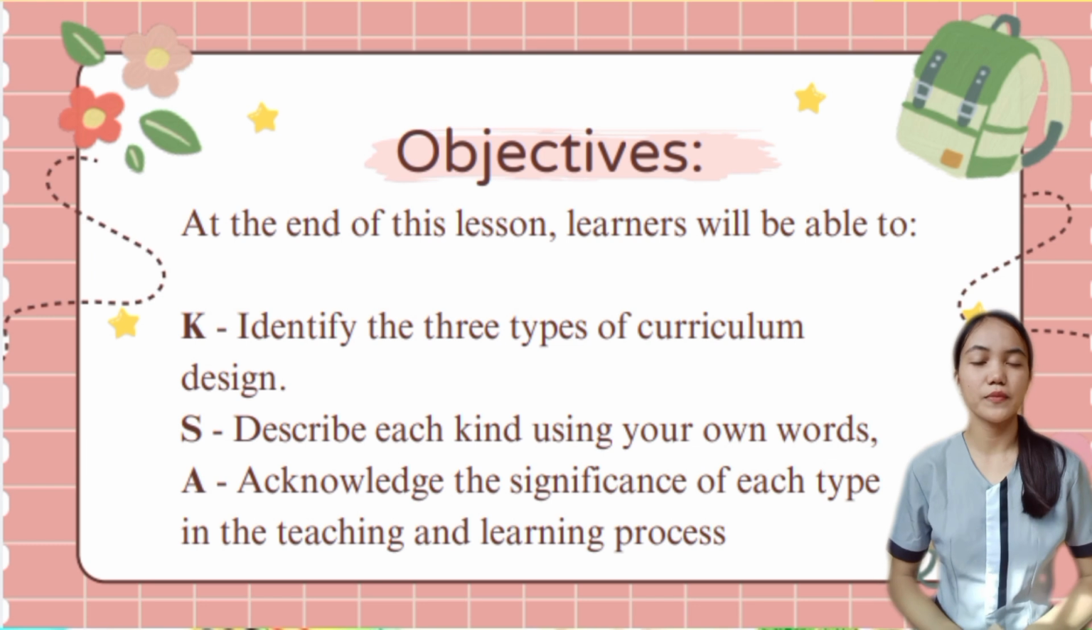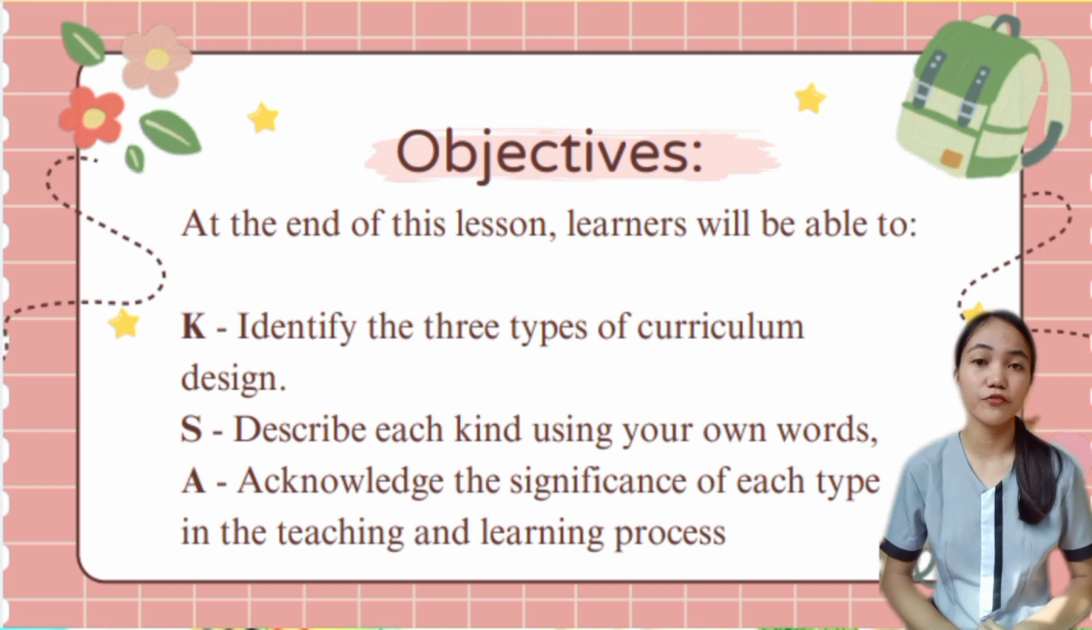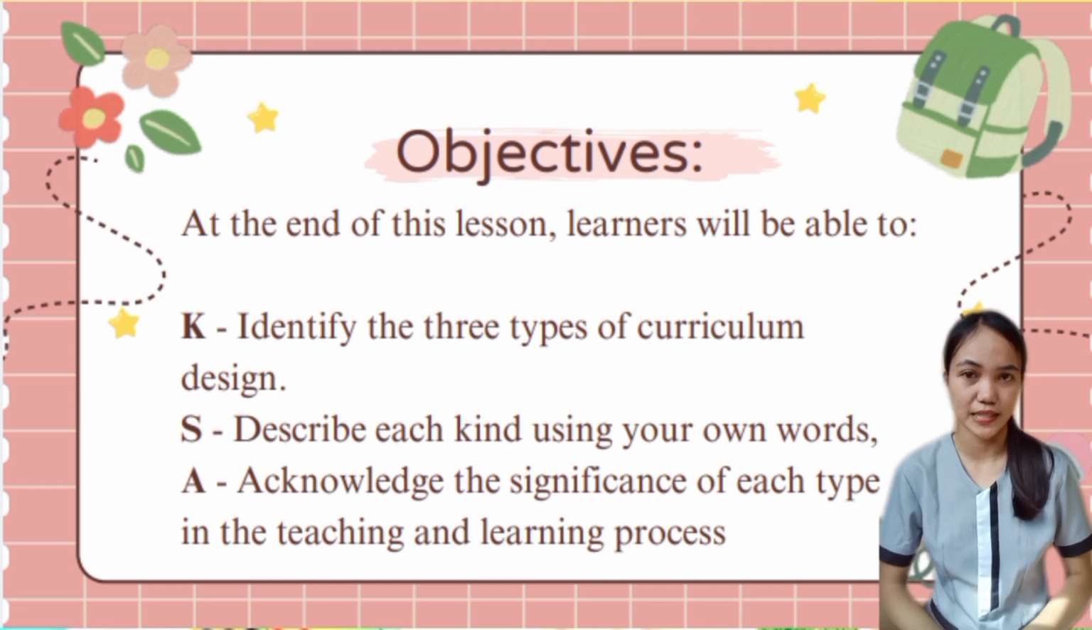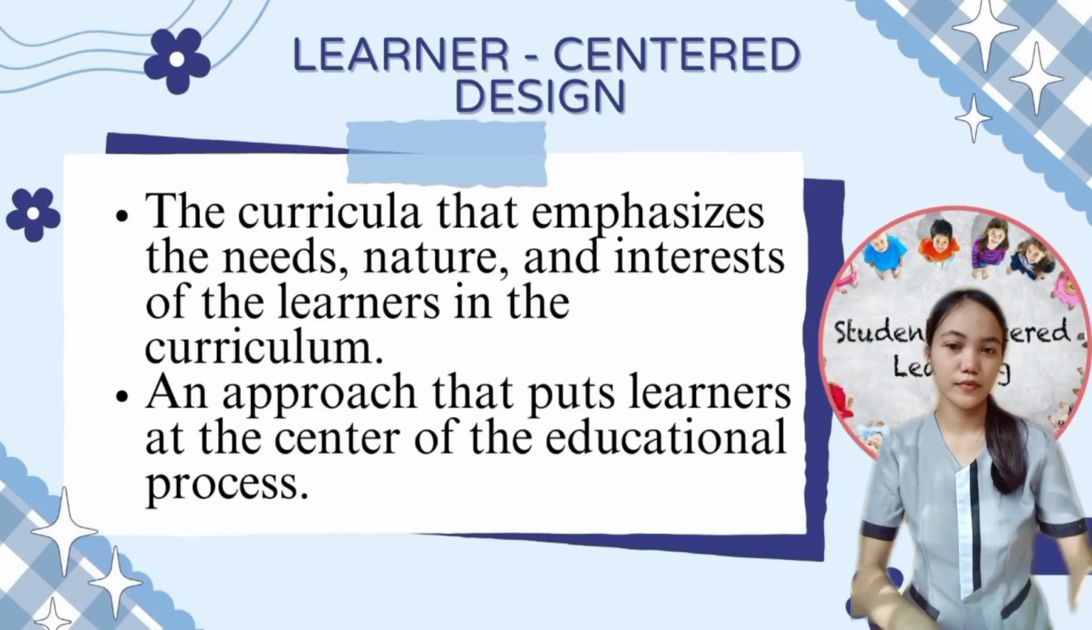So before we jump into our topic, let us first read our objectives for this lesson. The first one is identify the three types of curriculum design. The second one is describe each kind using your own words. And the last one is acknowledge the significance of each type in the teaching and learning process.